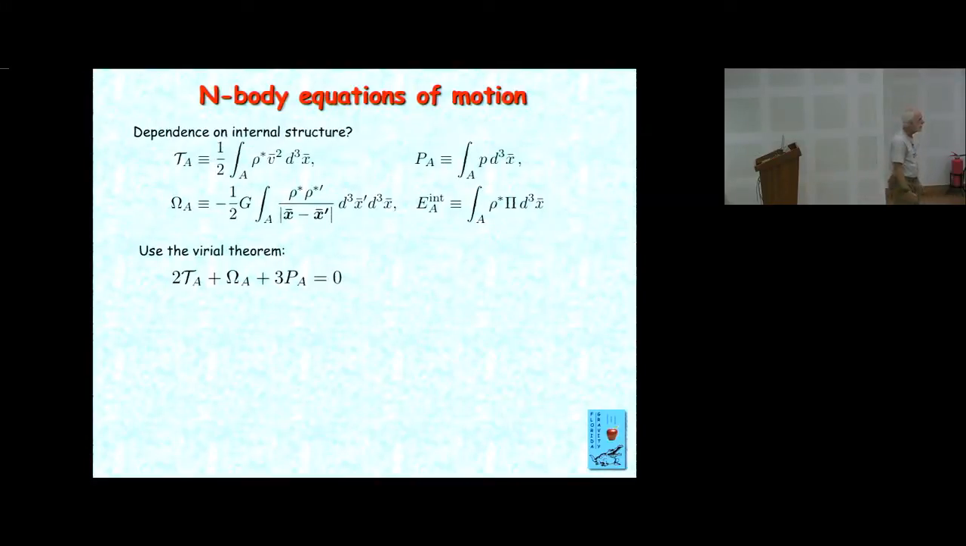But then you discover there's an important theorem in Newtonian theory that you can exploit. It's called the virial theorem. It says for any bound body, that is, you can make the conditions a little more precise, but basically any bound body, this is satisfied: 2 times the kinetic energy plus the gravitational potential energy, notice it's negative, plus 3 times the pressure vanishes.